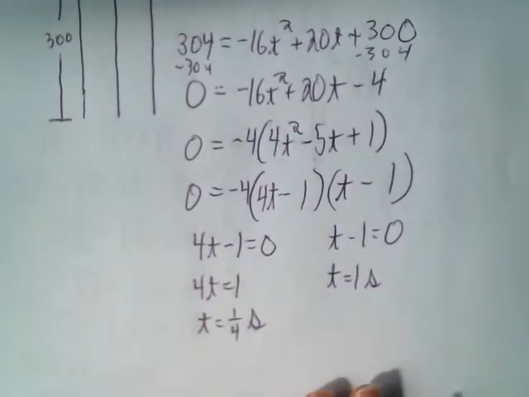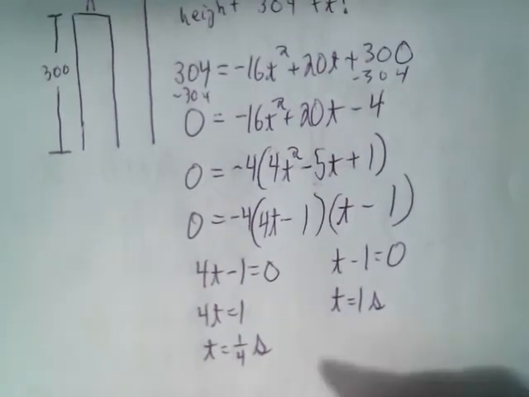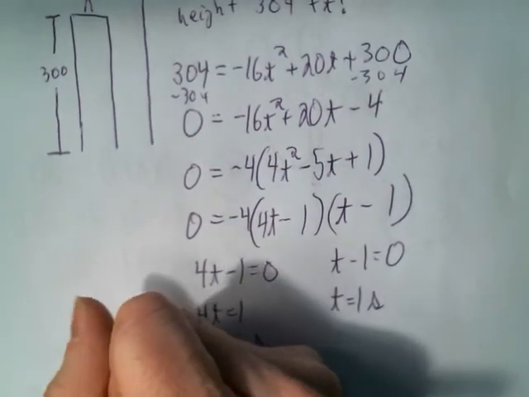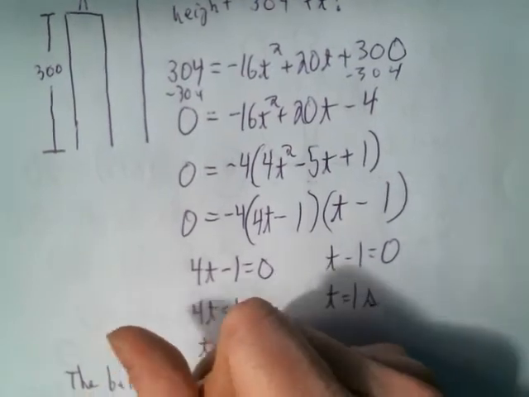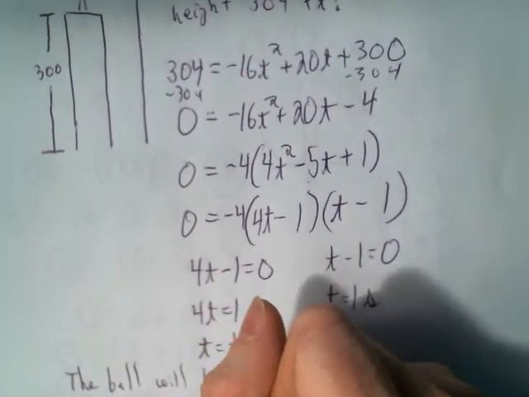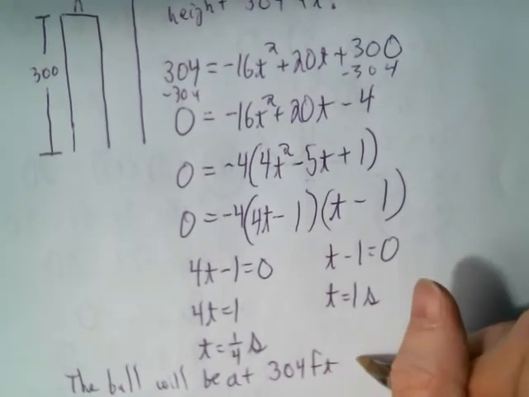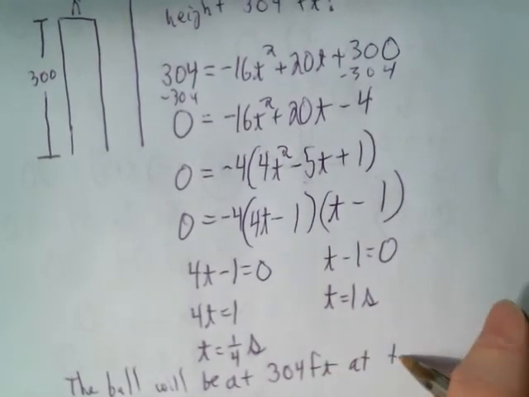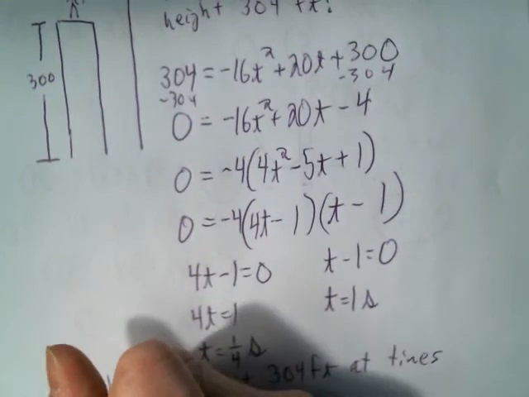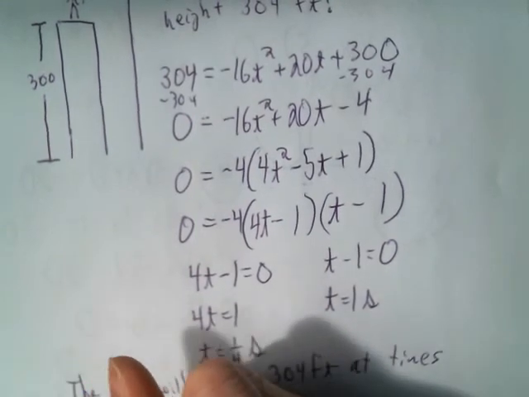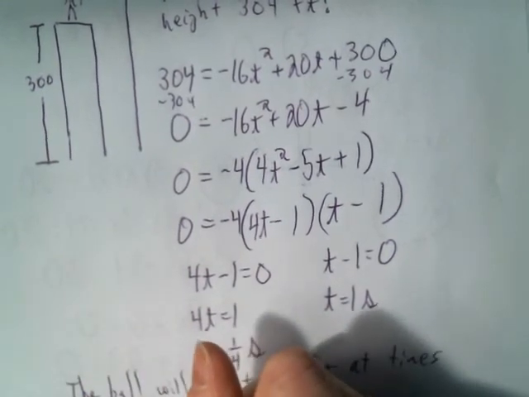I generally write up my answers for applications. So the ball will be at 304 feet at times 1/4 seconds and 1 second.